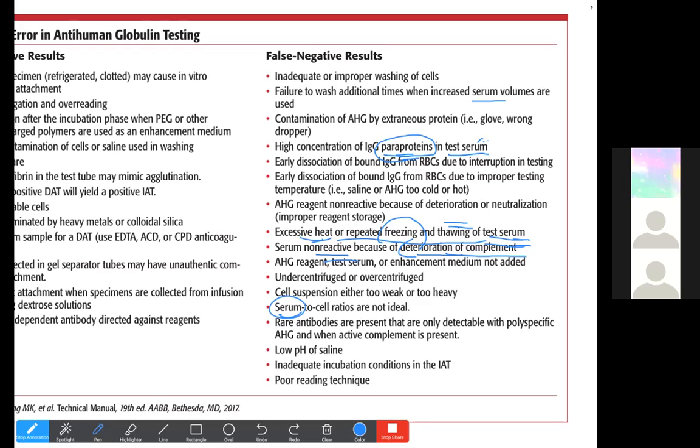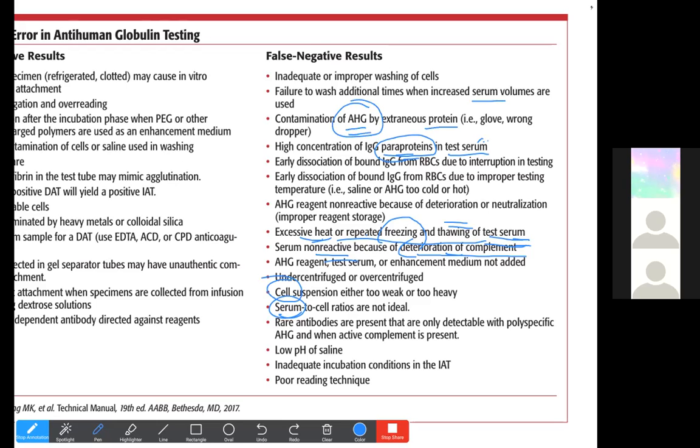And then we had gone into the facts about the cells also, that the cell suspension either may be too weak or too heavy, or the ratio may not be ideal, and the cells may be improperly washed, so that they still have some bound plasma proteins also. And then regarding the AHG reagent, the contamination of the AHG reagent may be because of proteins that may come because of the AHG reagent being left open for too long, or out of the refrigerator for too long, and with the wrong droppers being used during testing and not using fresh droppers each time.